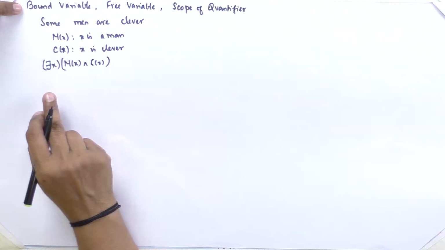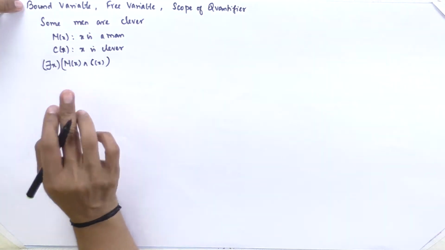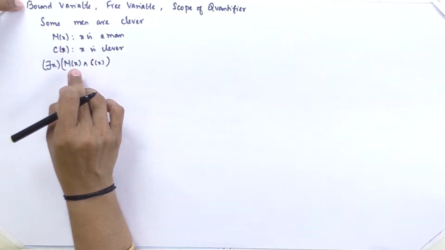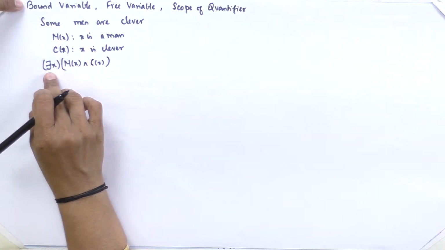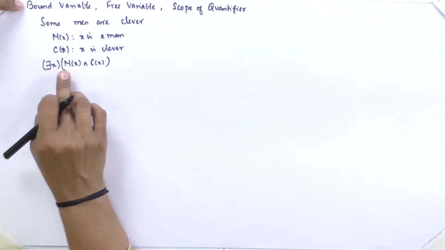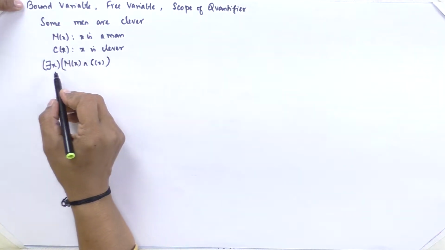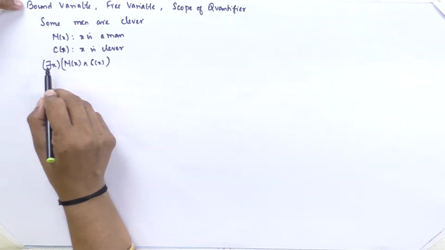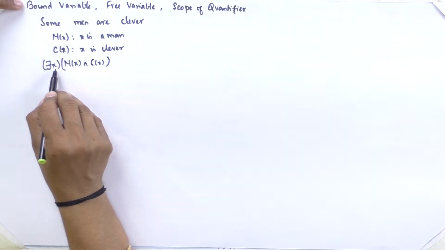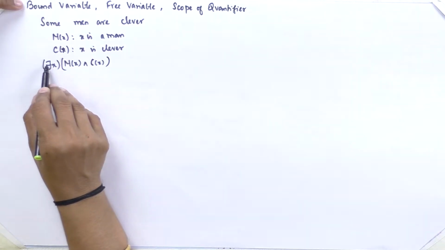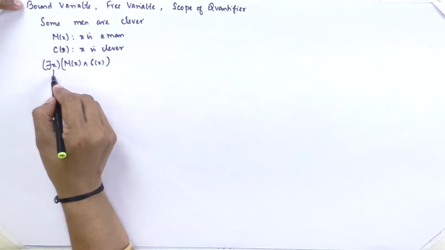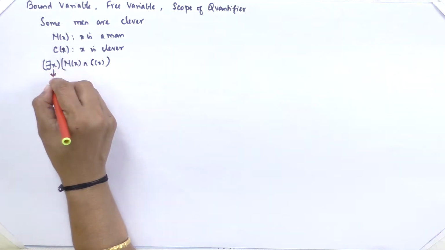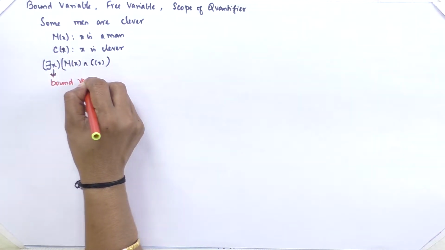Bound variable means whenever we have a statement, we have to look into the variable. If that variable is quantified by any one of the quantifiers, then that variable is said to be a bound variable. Look at this example. Here x is a variable and it is attached to the existential quantification symbol. Therefore, this variable is said to be a bound variable.